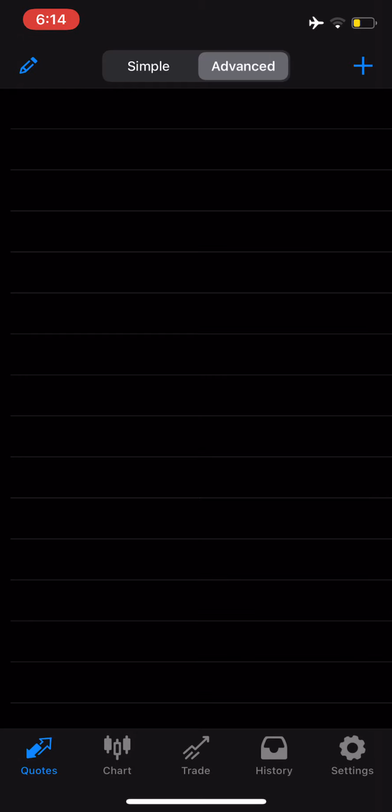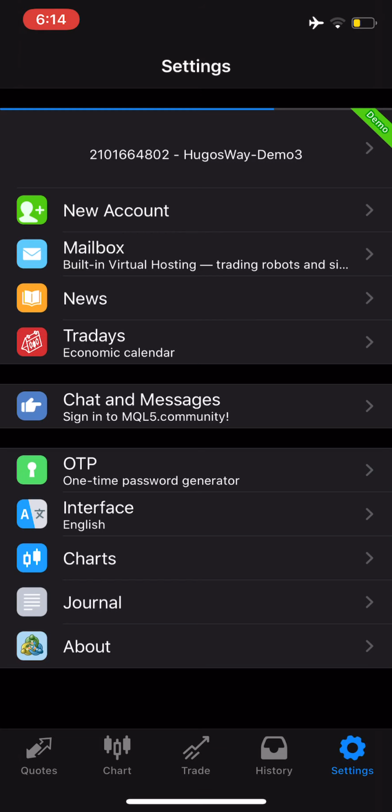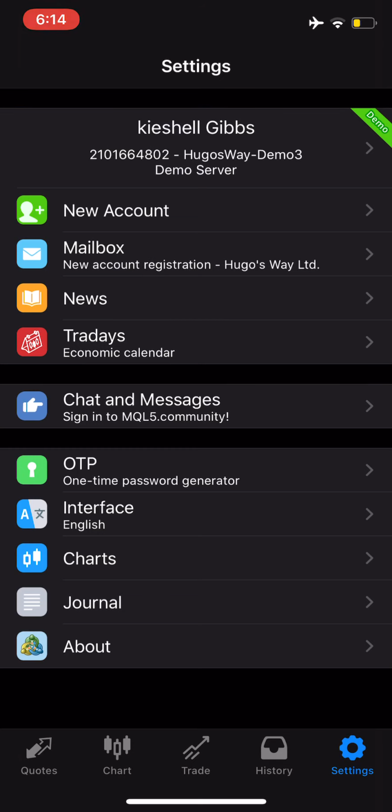So now we're in the demo account, right? We go to settings, we see Hugo's Way demo, right? It's taking a minute to load because I'm away from the Wi-Fi. Now, this is the platform you're going to be using to enter your trades, right?